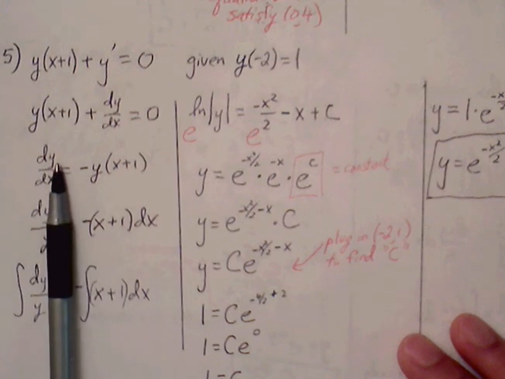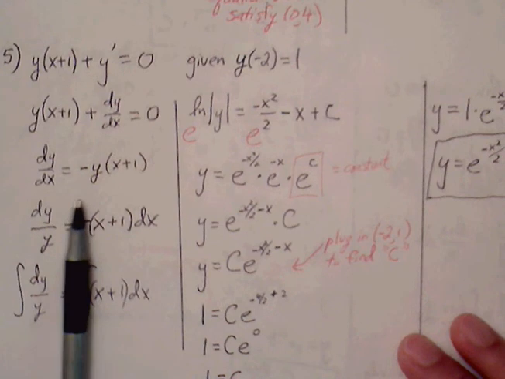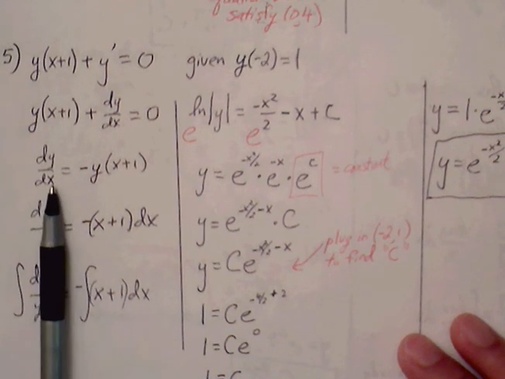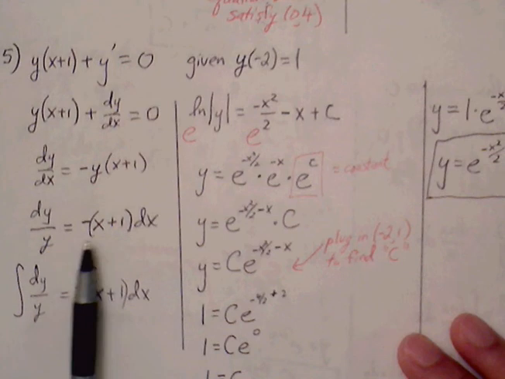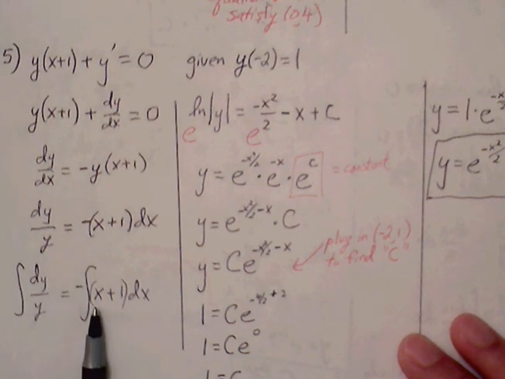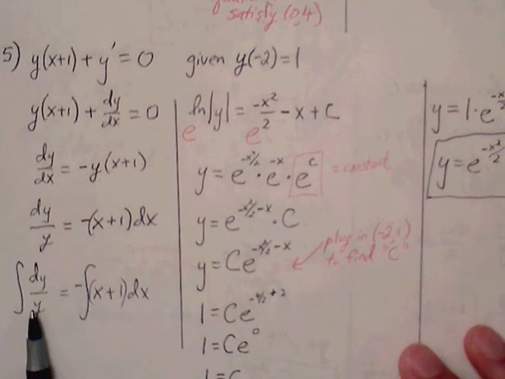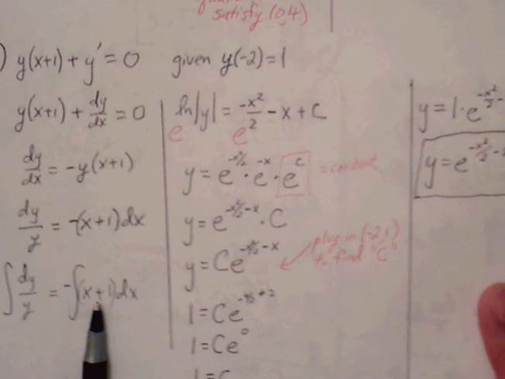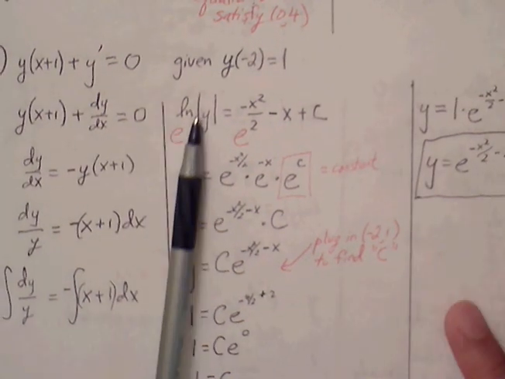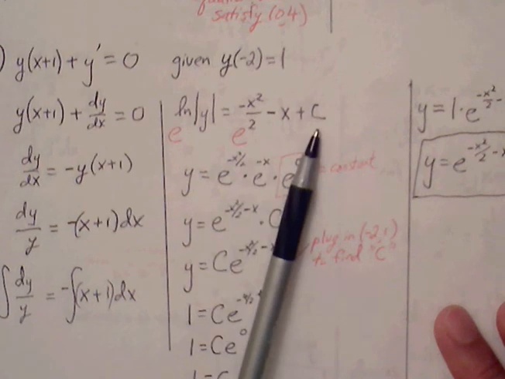So once we have dy up in the numerator on the left side, now we can start moving things around. So bring the y over to the left, dx to the right. Now we have the y's on the left, x's on the right. We can take the integral of both sides. So we have dy over y. This is natural log rule. These are power rule here. So natural log of y is equal to negative x squared over 2 minus x plus c.